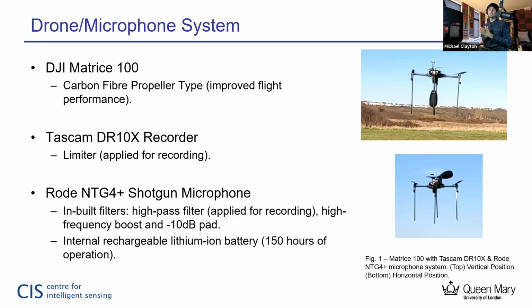And we use a Rode NTG 4+ shotgun microphone, which has 3 filters inbuilt, but we apply one of those, and that's the high pass filter, so that we can reduce potential wind noise or air on the mic. And it has an internal power, so that means we don't have to use external power and thus add extra weight to the drone.